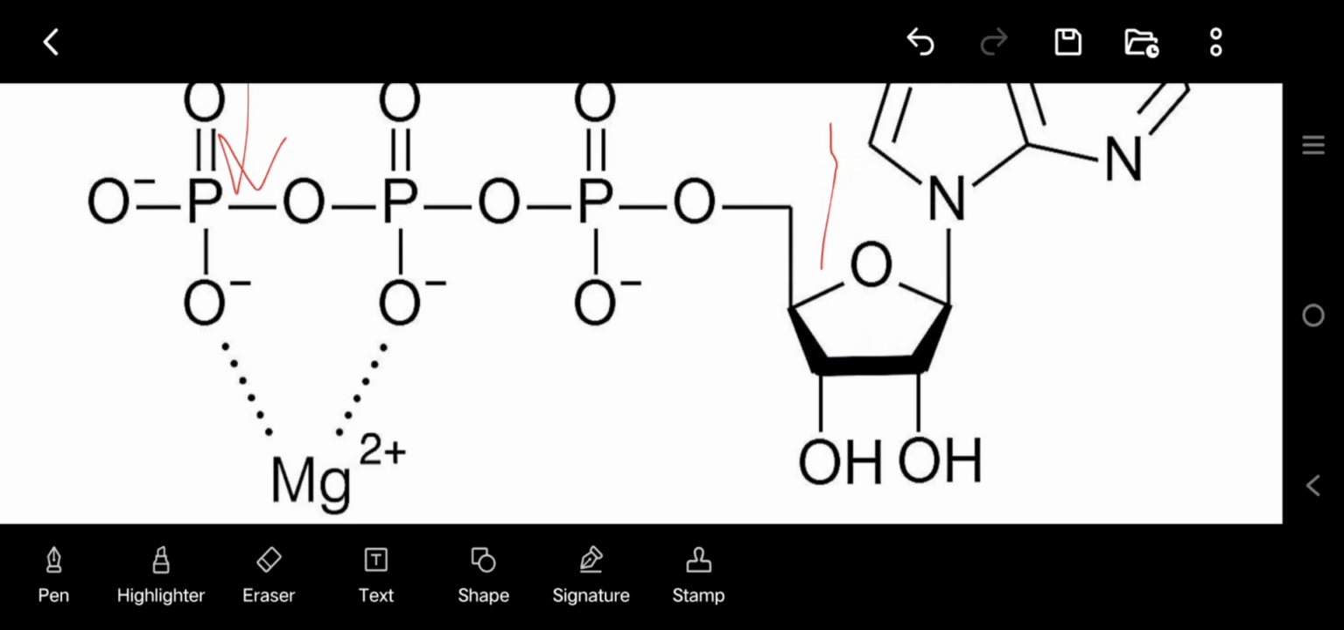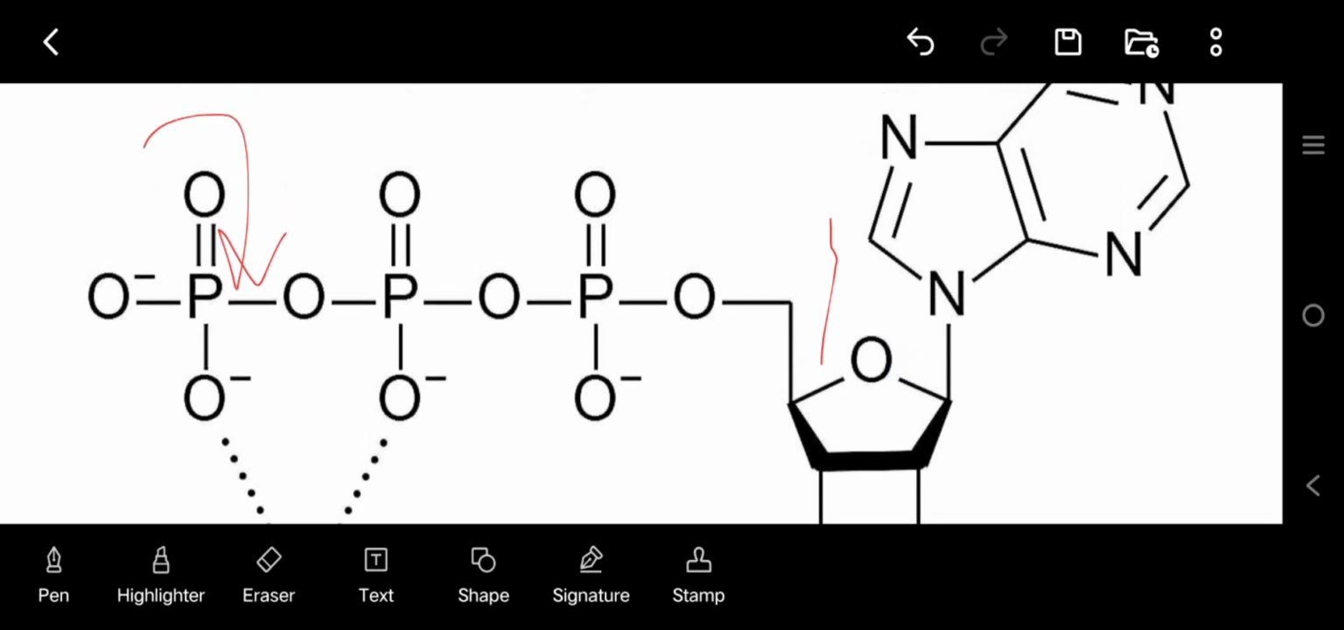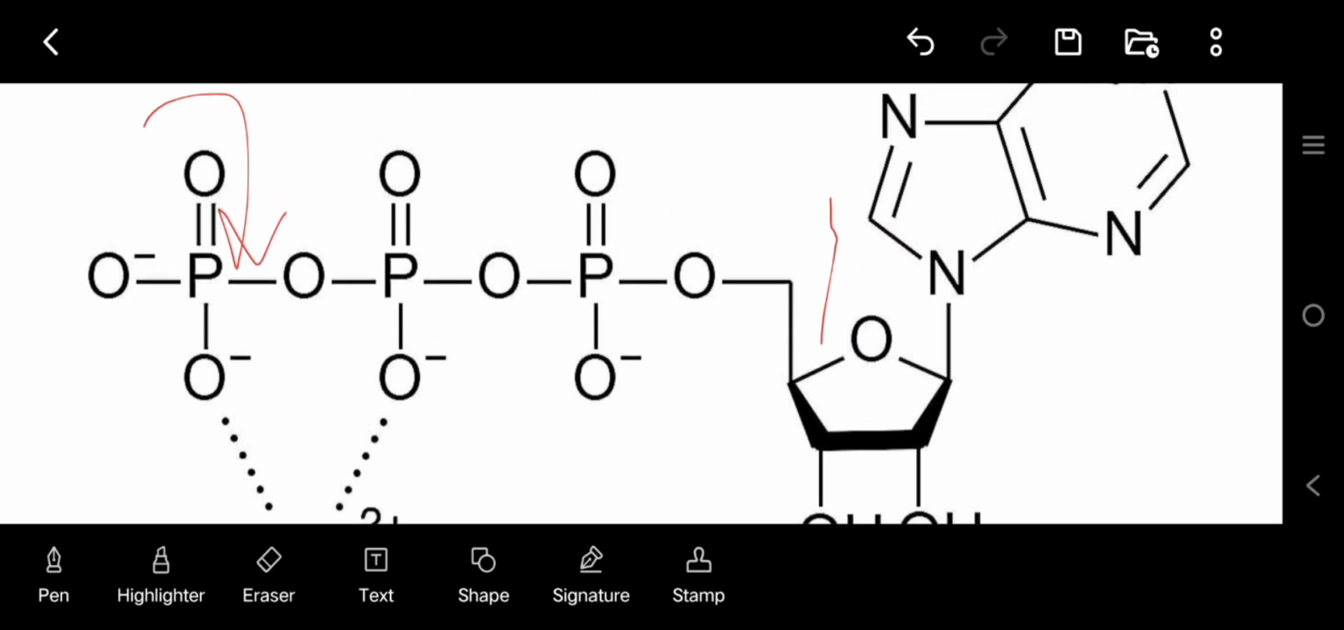But when magnesium is bound to the ATP, it reduces the negative charges, it reduces the repulsive forces between these charges, and it makes it a favorable molecule to be attacked by a nucleophile. And when a nucleophile attacks this molecule and cleaves this terminal phosphate, energy is released, and that energy is used by the cell for cellular processes.